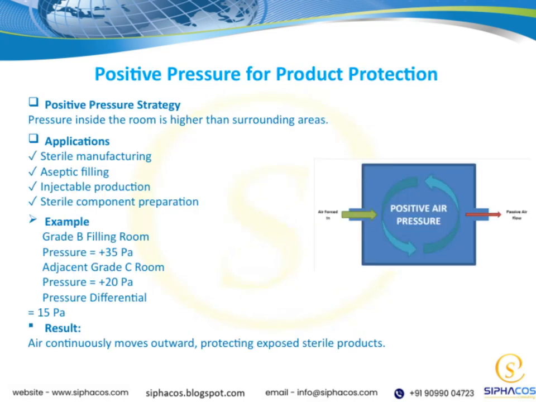Let's talk about positive pressure, a simple but powerful way to protect products. The idea is to keep the air pressure inside a room higher than the surrounding areas. This means air flows outward, not in, which helps keep contaminants away. It's used in places like sterile manufacturing, aseptic filling, and injectable production. For example, in a grade B filling room, the pressure might be 35 pascals, while the adjacent grade C room is at 20. That 15 pascal difference keeps the air moving out, safeguarding sterile products.